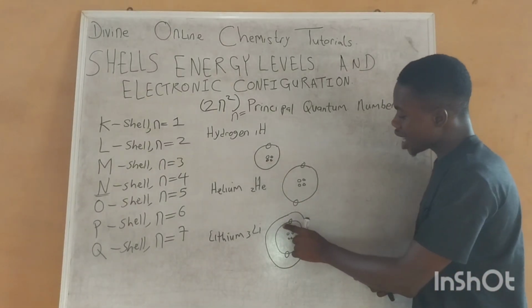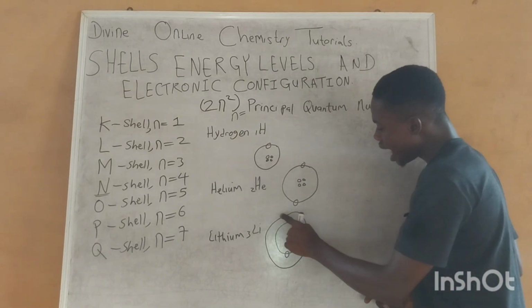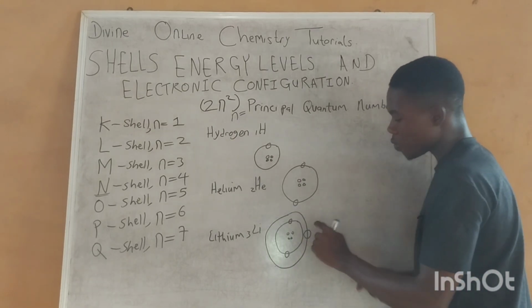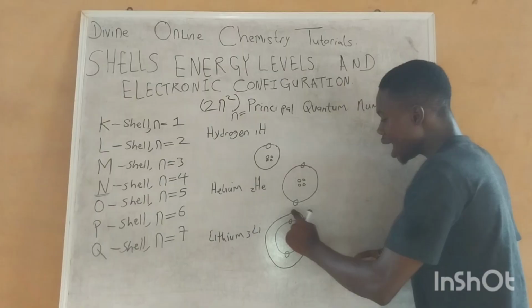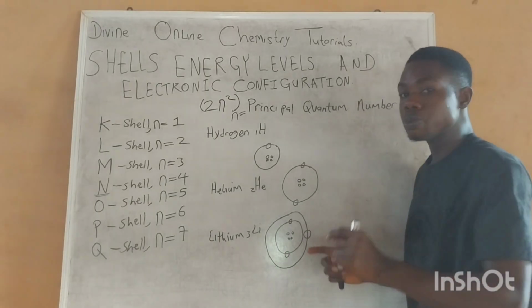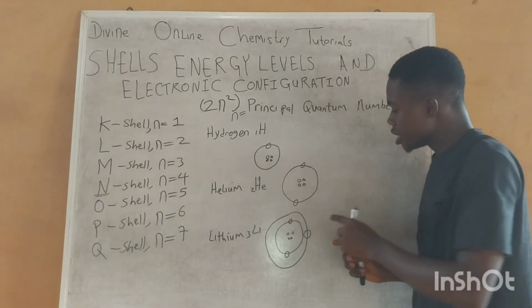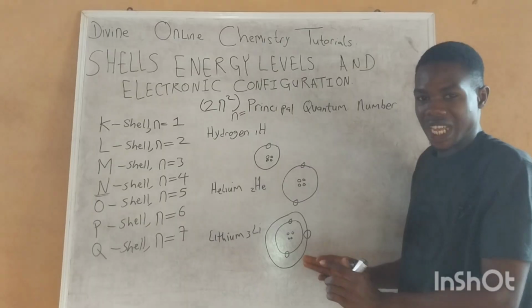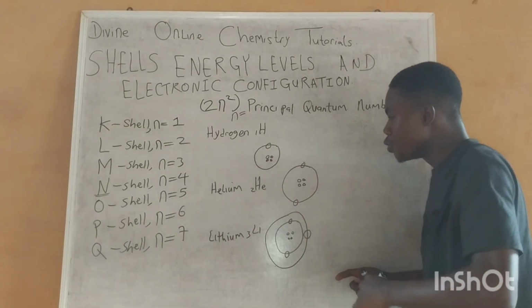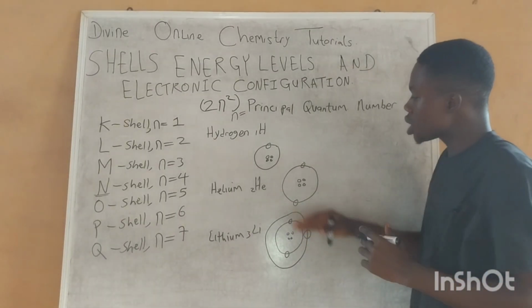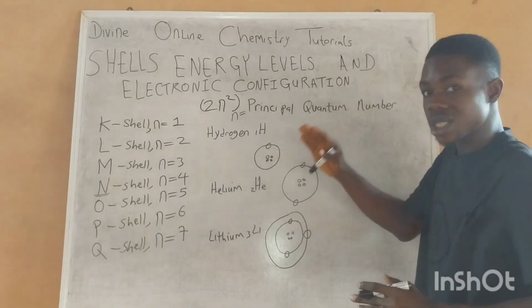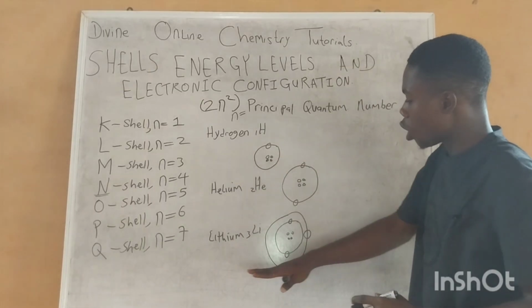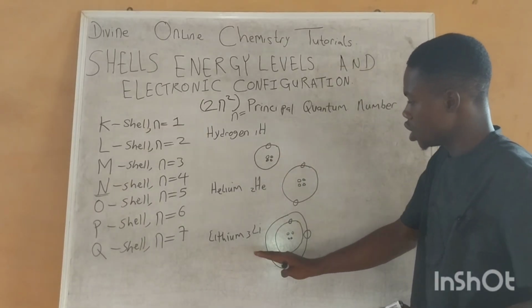So this is the way we represent it. And please take note that the K shell can carry a maximum of 2 electrons. The L shell can carry a maximum of 8 electrons. Until this L shell is filled up, you can't move to the next shell. They must be filled with the maximum number of electrons that they can carry before you move to the next shell. So this is how you represent it for the first 20 elements. So I'm going to be stopping here for the lithium aspect.